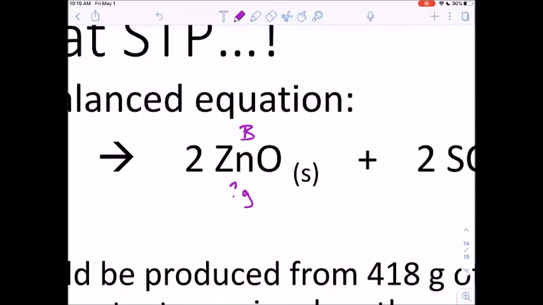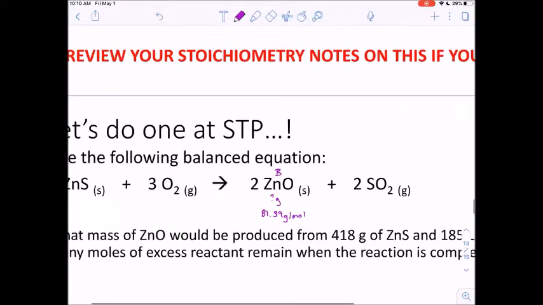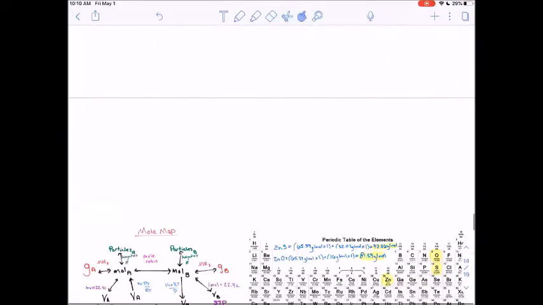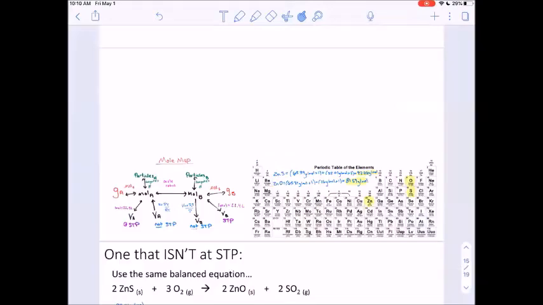And I said whenever we have mass, we're going to go ahead and write down that molar mass because I know that we're going to need it somewhere in the problem. So our molar mass for zinc oxide is 81.39 grams per mole. And you can see the work done for this down here, as well as zinc sulfide, if you want to go and look that over.